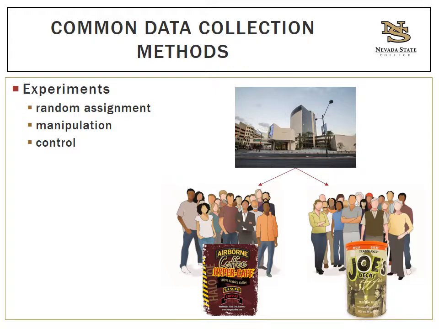Now, the control aspect is partially related to random assignment. So, by randomly assigning different people to groups, you're controlling for pre-existing differences. So, the hope through random assignment is that you're going to have an equal distribution, or roughly equal distribution, of individual differences in group 1 and in group 2.